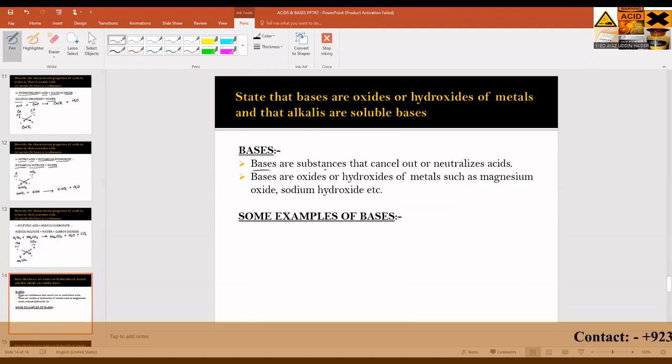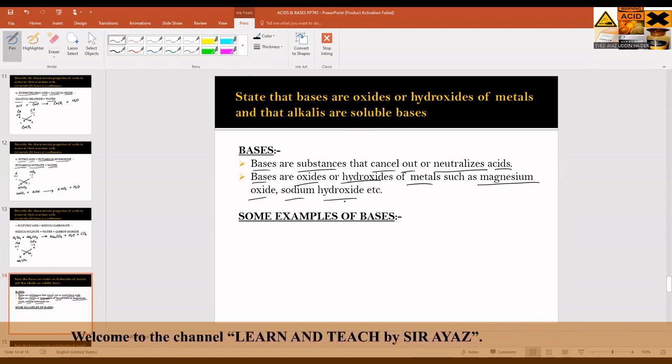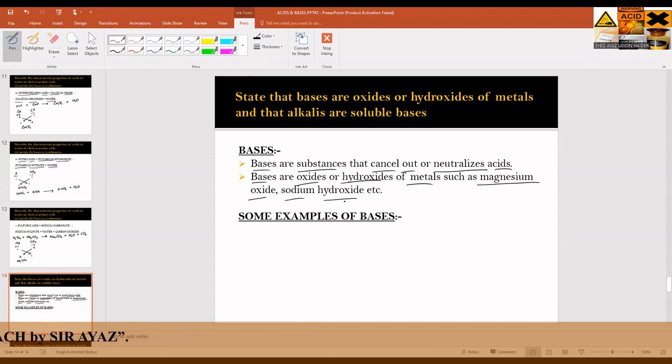Bases. Bases are substances that cancel out or neutralize acids. Cancel out or neutralizing have the same meaning. It means they are cancelling out the effects of acid. Bases are oxides or hydroxides of metals such as magnesium oxide, sodium hydroxide. Some examples of bases. Now in the first statement, I just said that any substance that cancels out or neutralizes the effects of acids.